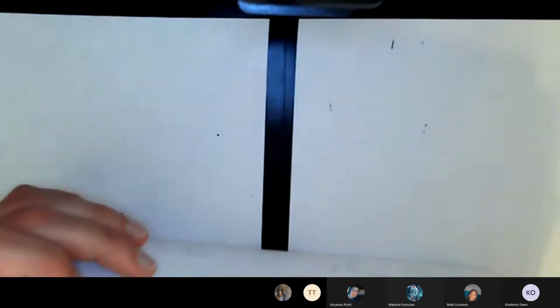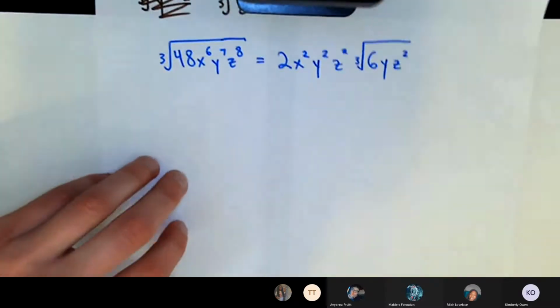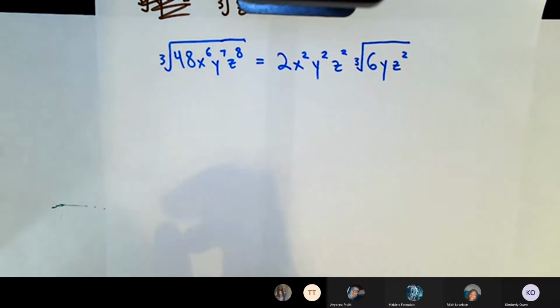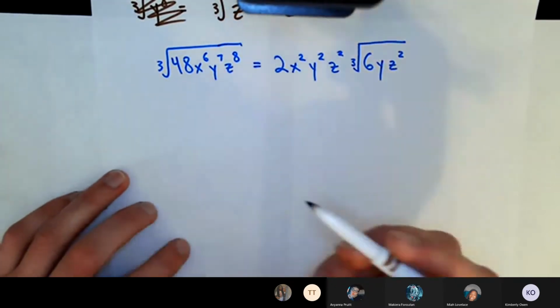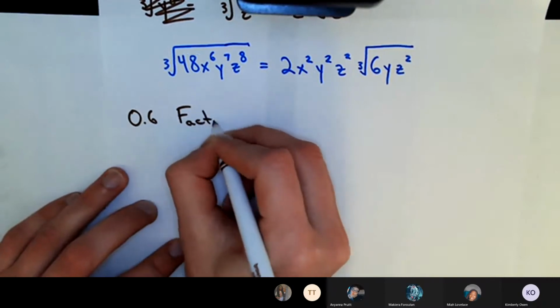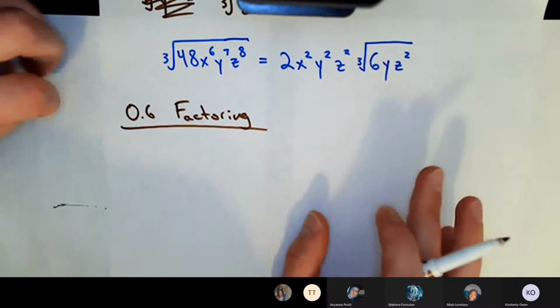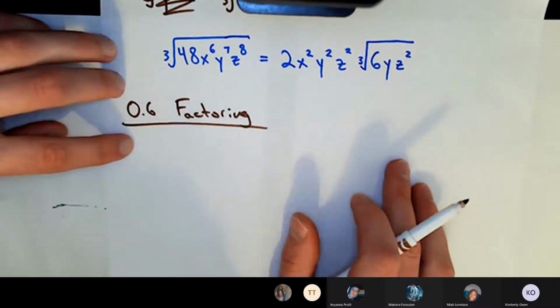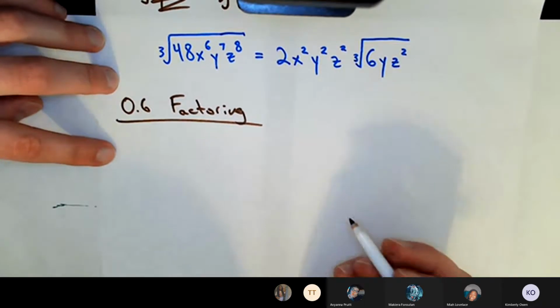All right, I'm going to move on now to section 0.6, or in the homework on WebAssign it's called 0.6, and in the text they call it section P6, for prerequisite. I'll call it 0.6. Let's get through as much of this as we can, maybe even finishing it today and moving into 1.1. All right, factoring rules. We're going to go through them quick.